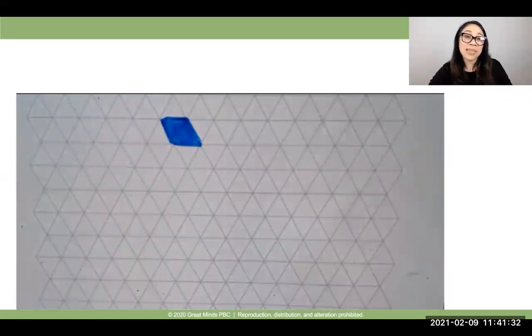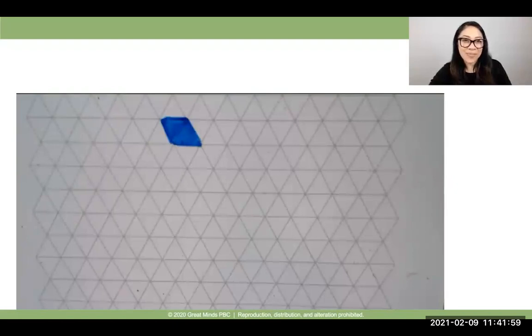What do you notice about the side lengths and angle sizes of the shape that we've just shaded in? Perhaps you notice that the sides are all the same length. Maybe you even notice that the acute angles are all the same size because we know that the angles of equilateral triangles are equal.